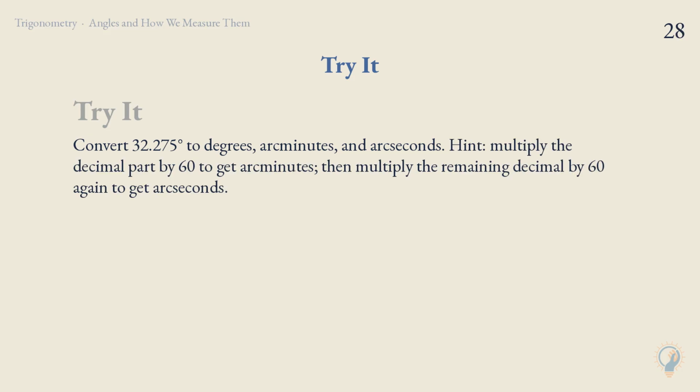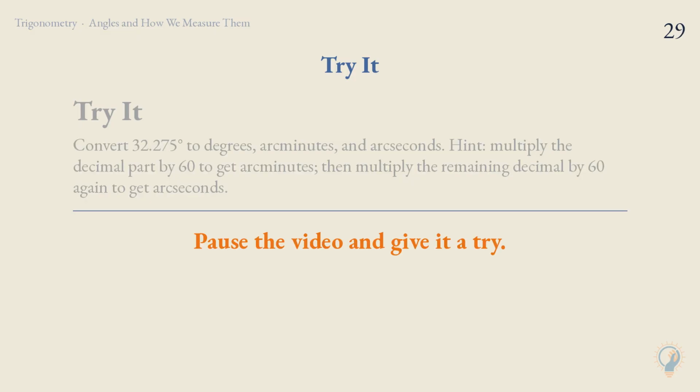Try it. Convert 32.275 degrees to degrees, arcminutes, and arcseconds. Hint: multiply the decimal part by 60 to get arcminutes, then multiply the remaining decimal by 60 again to get arcseconds. Pause the video now and give it a try.